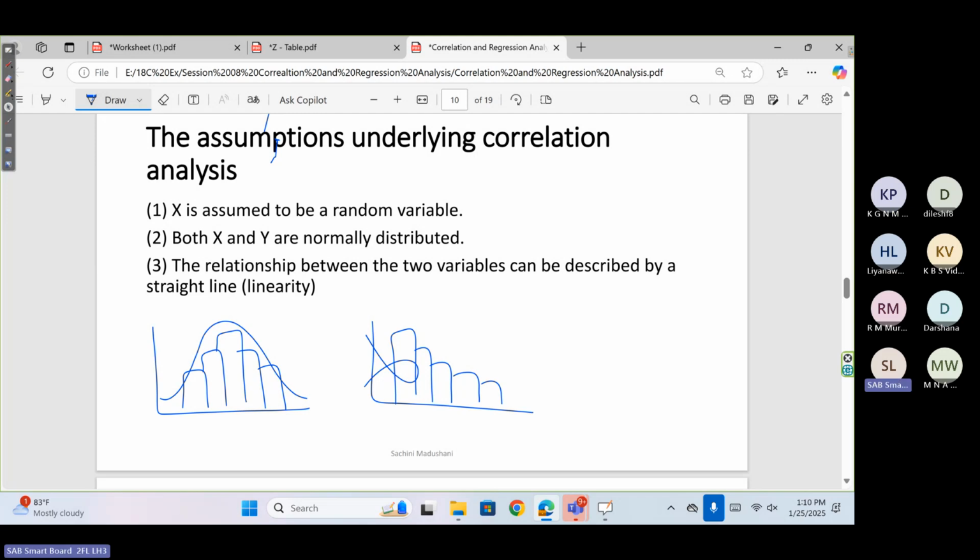Clear? Okay. Then the relationship between the two variables can be described by a straight line. Before running the correlation analysis, we need to check whether there is a linear relationship or not. How do we check it? We discuss how we check it.